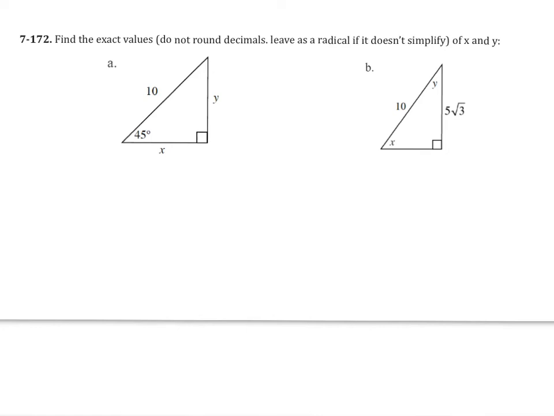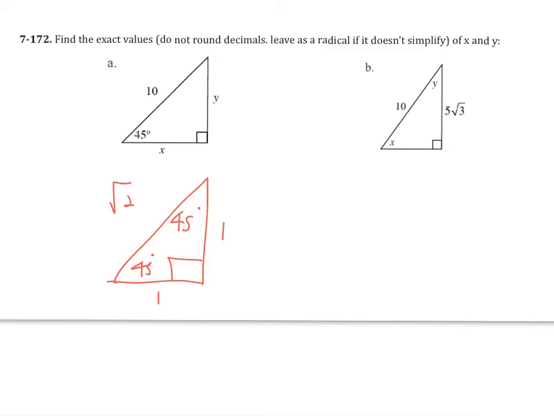All right, 7172, find the exact values. Do not round decimals, leave as radicals if it doesn't simplify, of x and y. So we're trying to find the legs of this triangle. And as we talked about, we know in a 45, 45, 90 from our geometry that these sides are 1, 1, root 2.